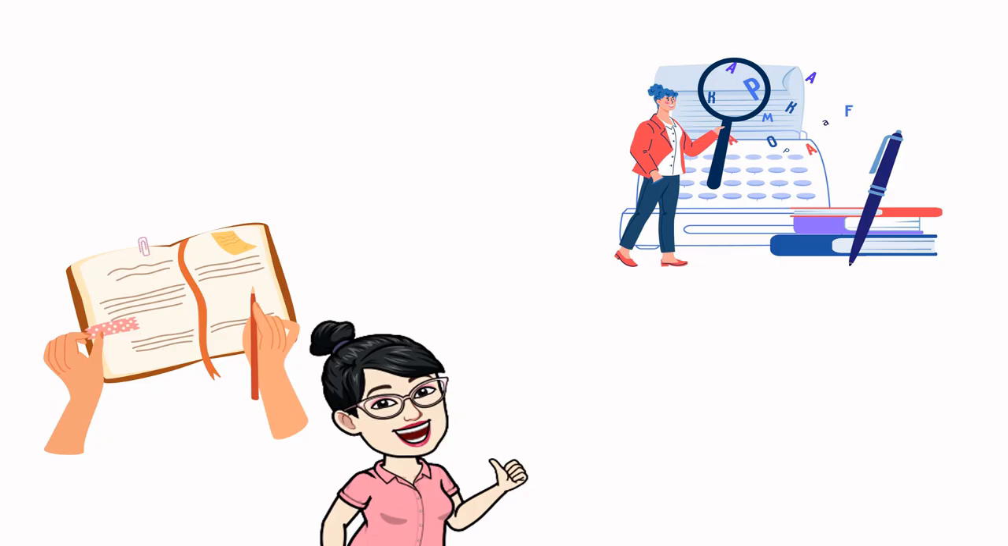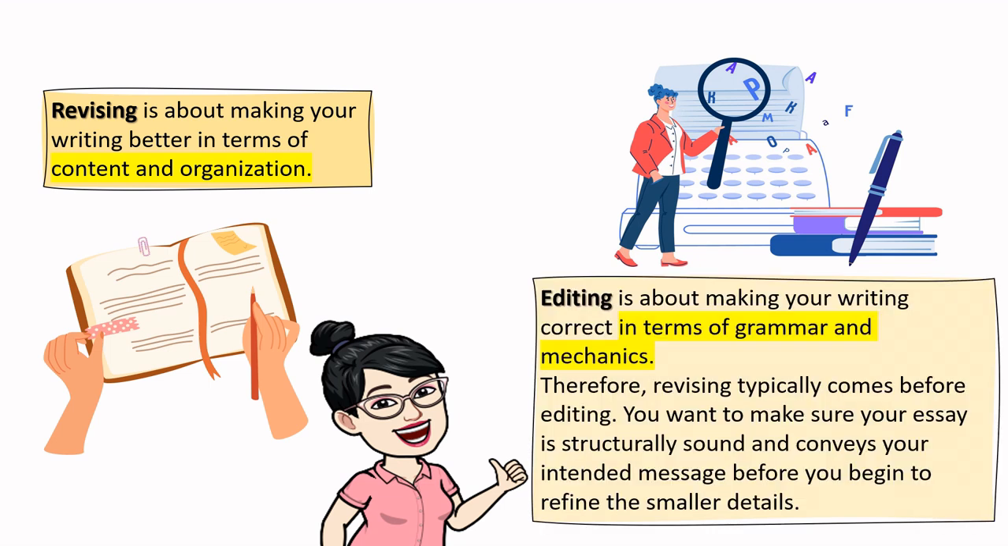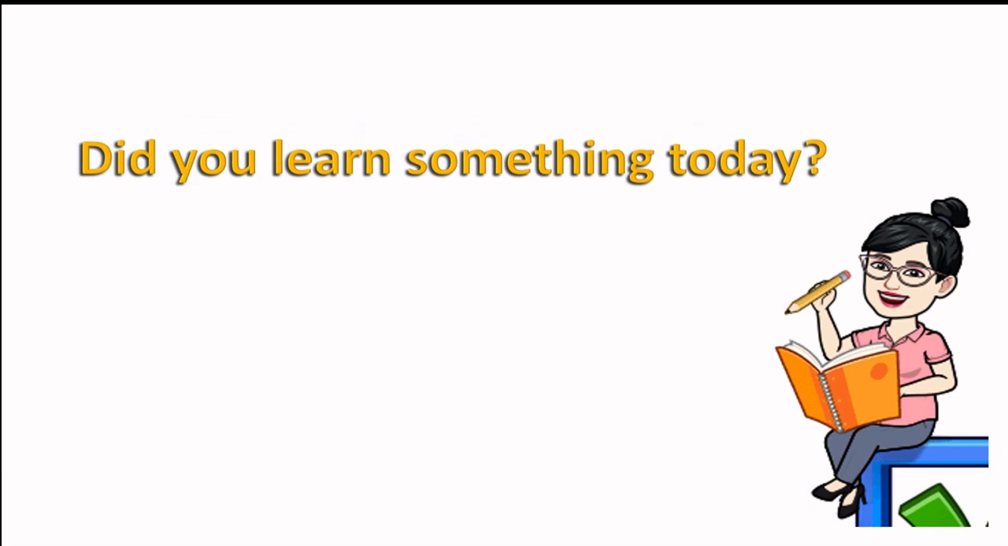In essence, revising is about making your writing better in terms of content and organization. Editing is about making your writing correct in terms of grammar and mechanics. Therefore, revising typically comes before editing. You want to make sure your essay is structurally sound and conveys your intended message before you begin to refine the smaller details. So did you learn something today?